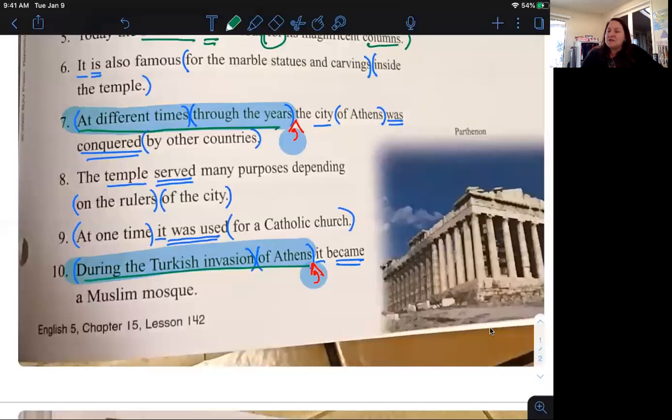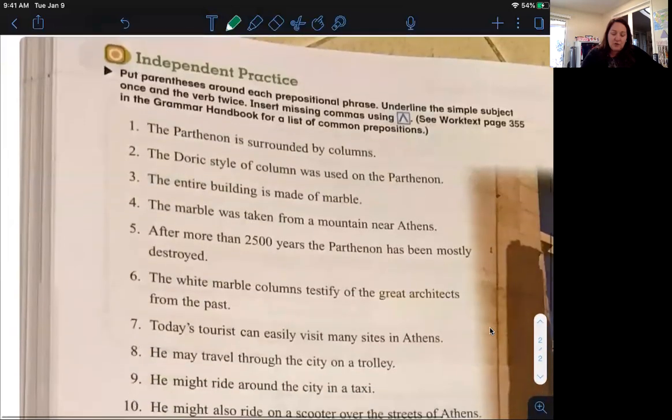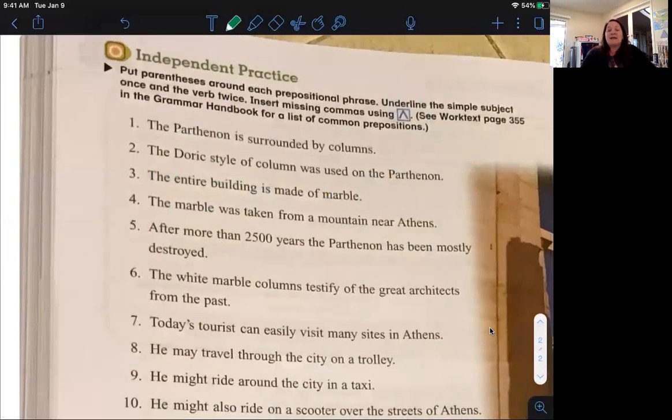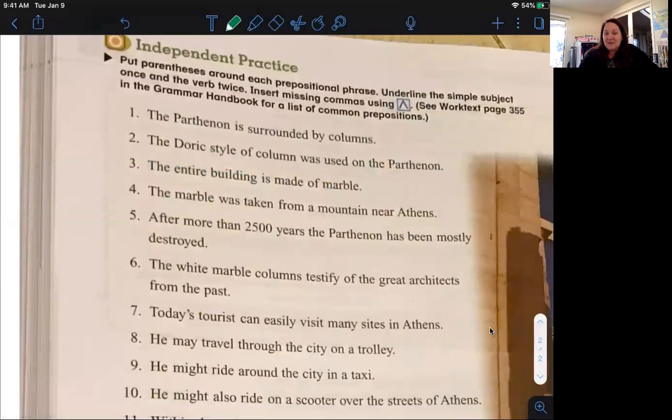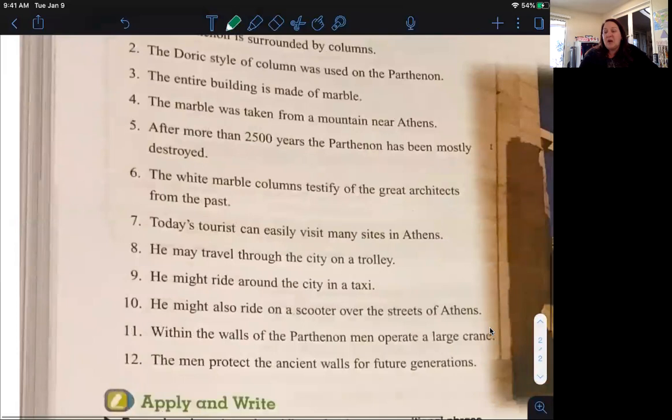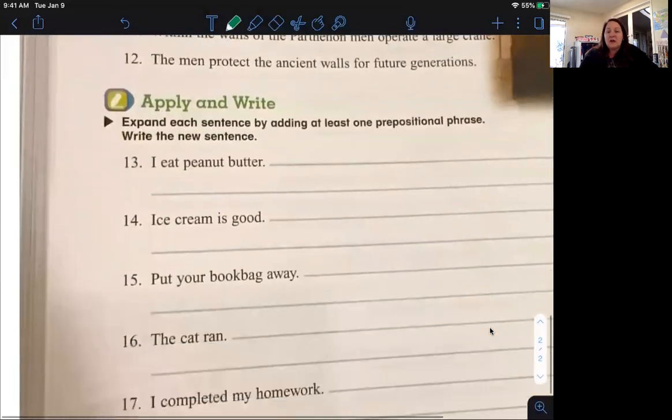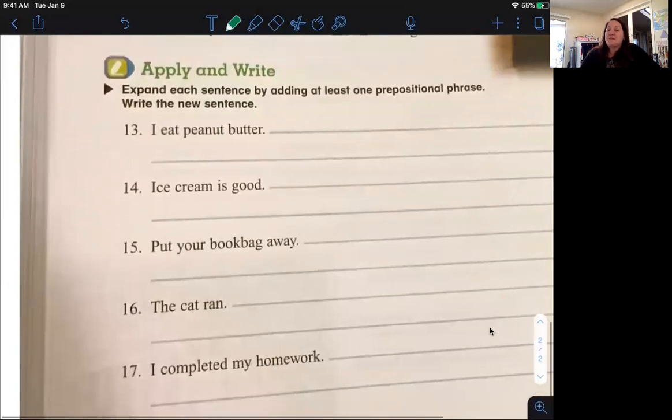If you didn't do so hot, circle what you didn't understand or what was confusing to you. And when I conference with you later on this week, I will go over that with you. But what I want you to do is this. Go ahead and do page 272. You're doing the exact same thing that we did together, okay? And you are going to just have a couple more sentences this time. You have 12 sentences, okay? And then you're going to go to apply and write. And apply and write says expand each sentence by adding at least one prepositional phrase.